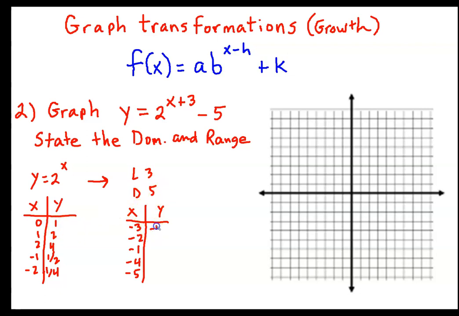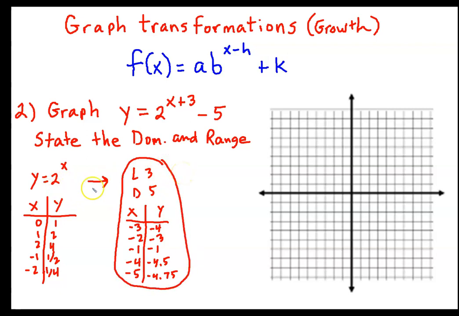1 minus 5, 2 minus 5, 4 minus 5, 1/2 minus 5, that's negative 4.5, and 1/4 minus 5, that's negative 4 3/4. And obviously, if you need to use your calculator for those, that's no problem. But this is the table that I'm actually going to plot as my answer. I'm okay too, if you want to just plot like we've done in the past, you could plot these. And let me just show you what I mean.